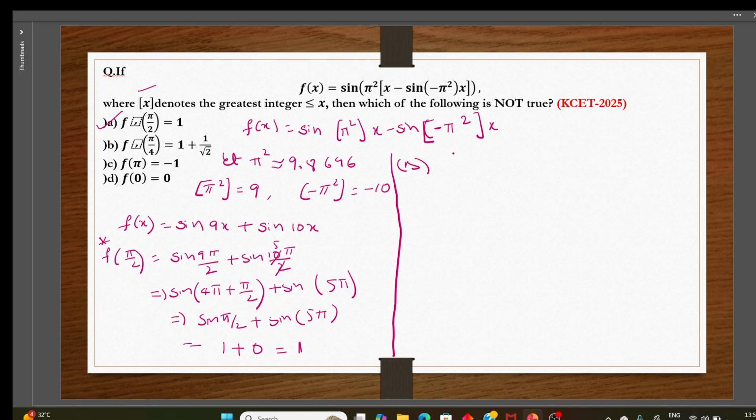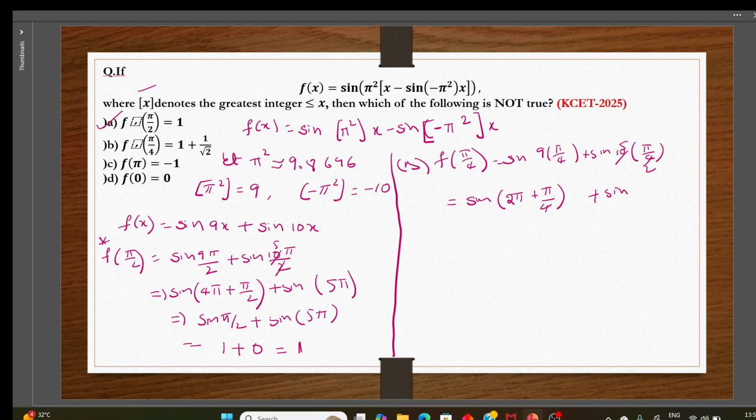Option B. What is option B here? f of pi by 4. So f of pi by 4 means in the place of x we have to substitute pi by 4. So we get sine 9 pi by 4 plus sine 10 pi by 4. For this we get sine of 4 pi plus pi by 4, which is 8 pi by 4 plus pi by 4, plus sine 5 pi by 2.